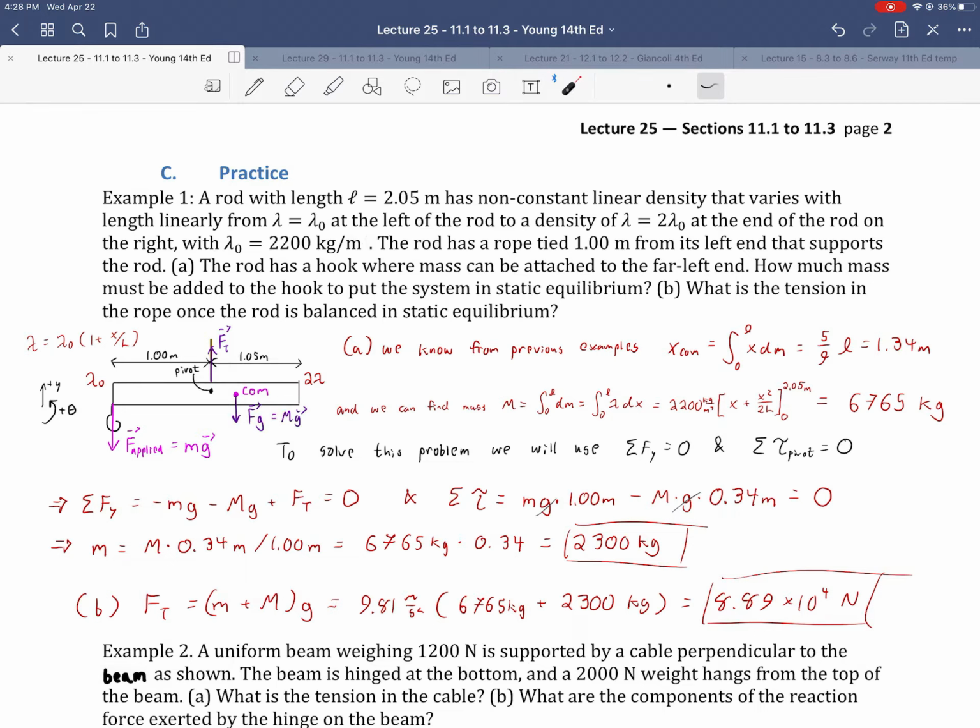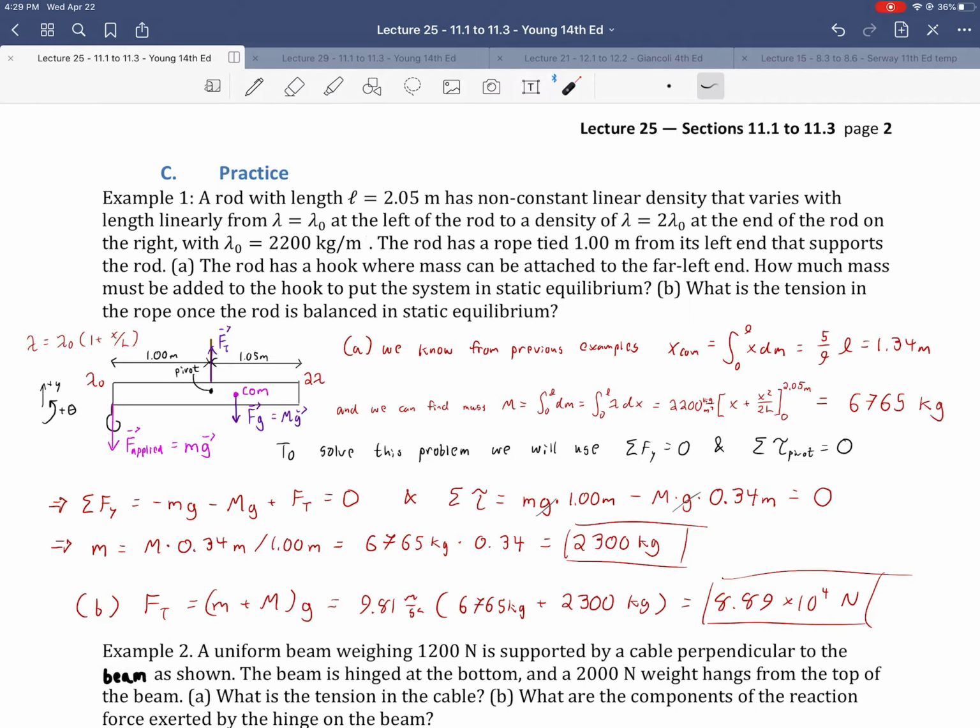If we just attach that string, the offset center of mass would cause the system to start to spin. It would start to spin in the clockwise direction, so the negative direction. But if we balance it out by attaching a little bit of hook to this end with some mass on it, then that, of course, will prevent the system from spinning.